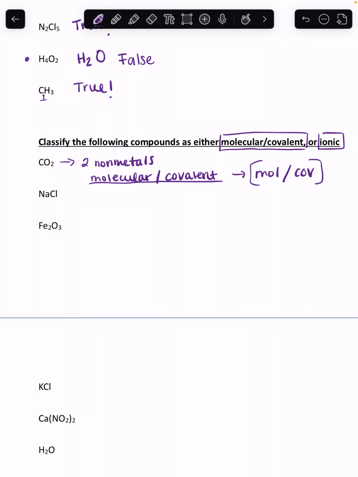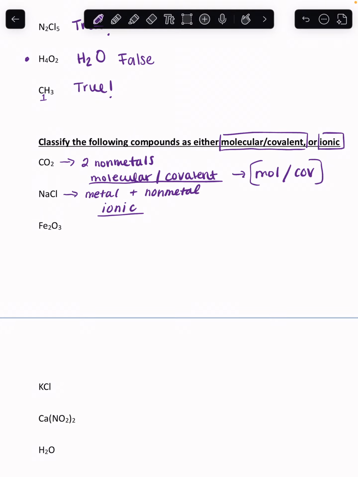Down to the next one. I have NaCl. That is sodium chloride, table salt. We've talked a lot about this one. If I look at my periodic table, I see that sodium, Na, is a metal, and chlorine is a nonmetal. These have differing electronegativities. So that means that it will be an ionic compound.